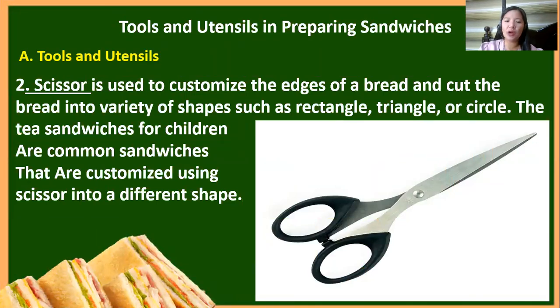Scissors. It is used to customize the edges of a bread and cut the bread into a variety of shapes such as rectangle, triangle, or circle. The tea sandwiches for children are common sandwiches that are customized using scissors into a different shape.